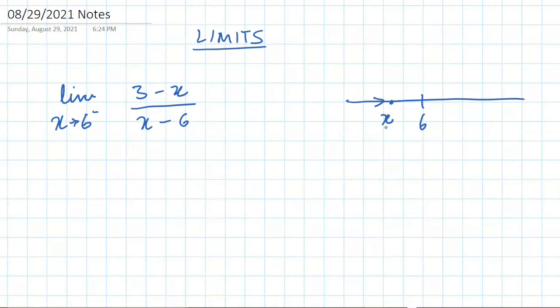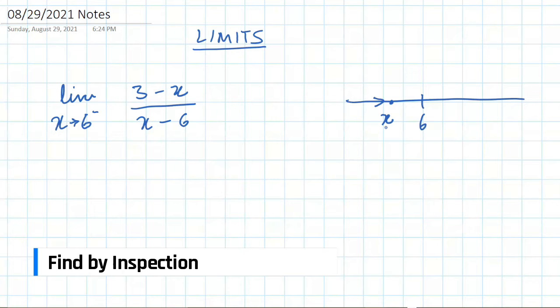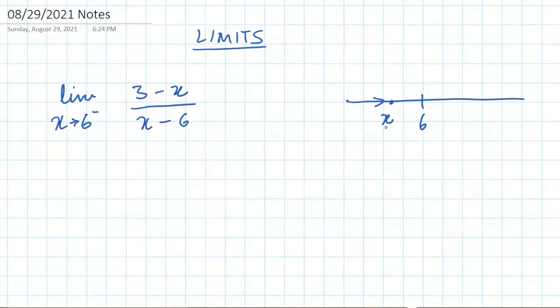I'll show you a general way to do one-sided limits. Sometimes it's very simple. You can just look at it and tell. For example, in this case, you can see X is smaller than 6, correct? So X minus 6 will be negative, right? So the denominator is negative. So it's coming to 0, but from the negative side. And the numerator is 3 minus 6, which is negative 3.